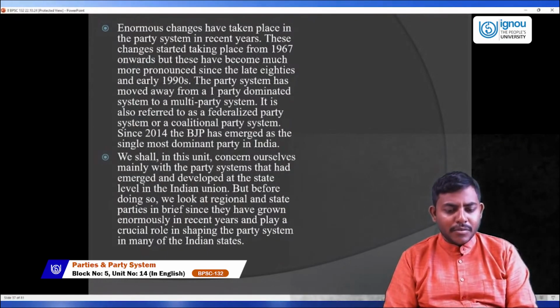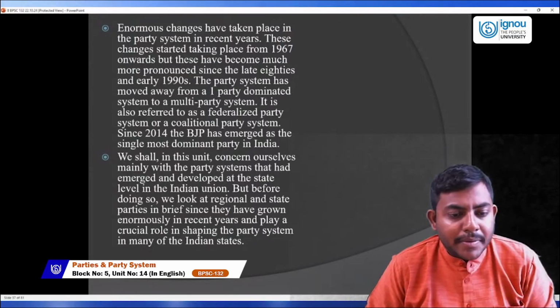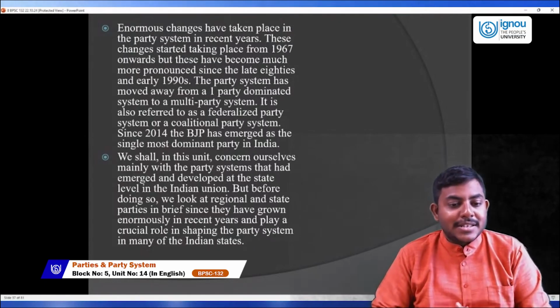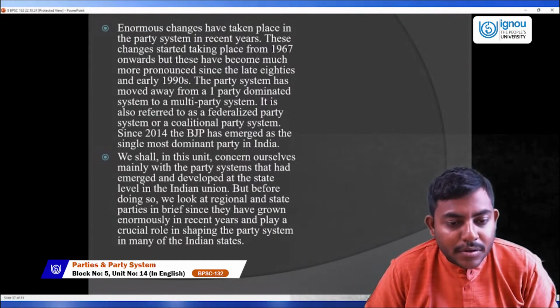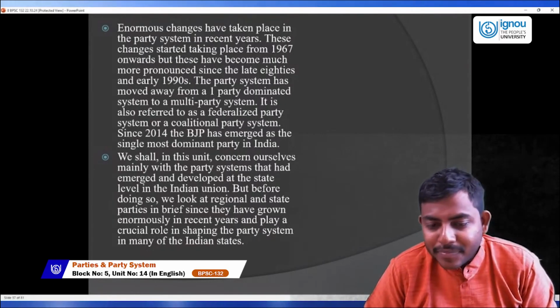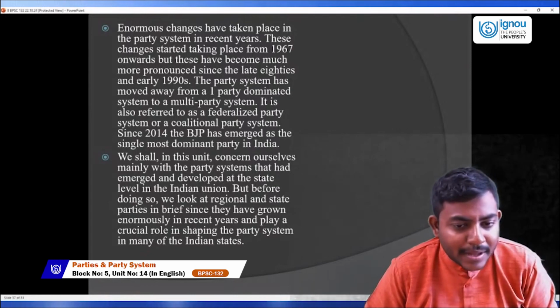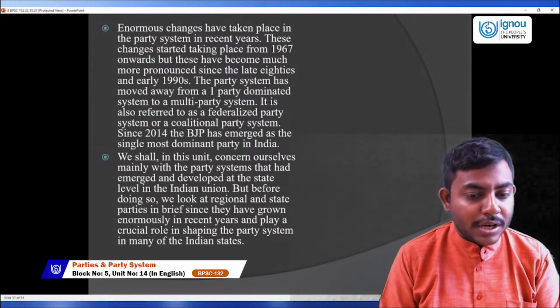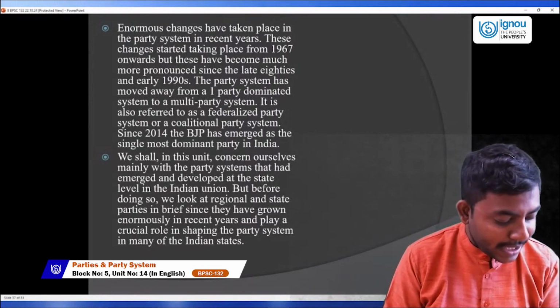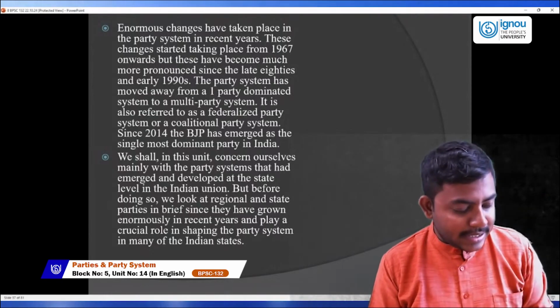But before doing so, we look at the regional and state parties in brief, since they have grown enormously in recent years and they play a crucial role in shaping the party system in many of the Indian states.